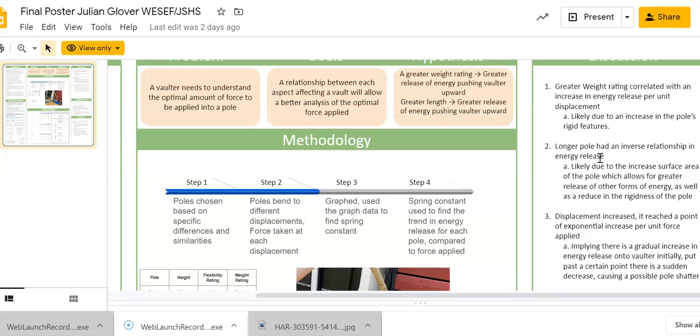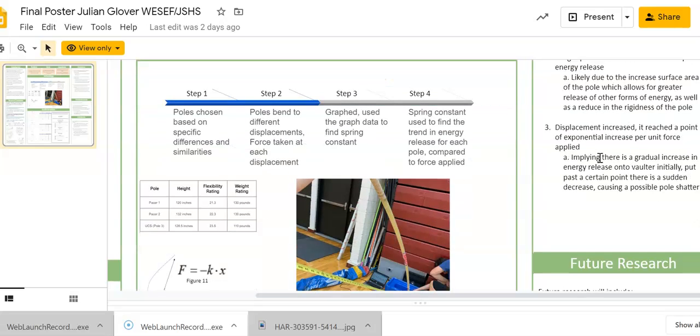I said that was likely due to the increased surface area of the pole, which allowed for greater release of energy, as well as a reduction in the rigidness of the pole because it's longer, as it's easier to break a longer piece of wood than a shorter one of the same dimensional area. Displacement increased, and it reached a point of exponential increase per unit force applied, which is what I talked about with the hysteresis graph.